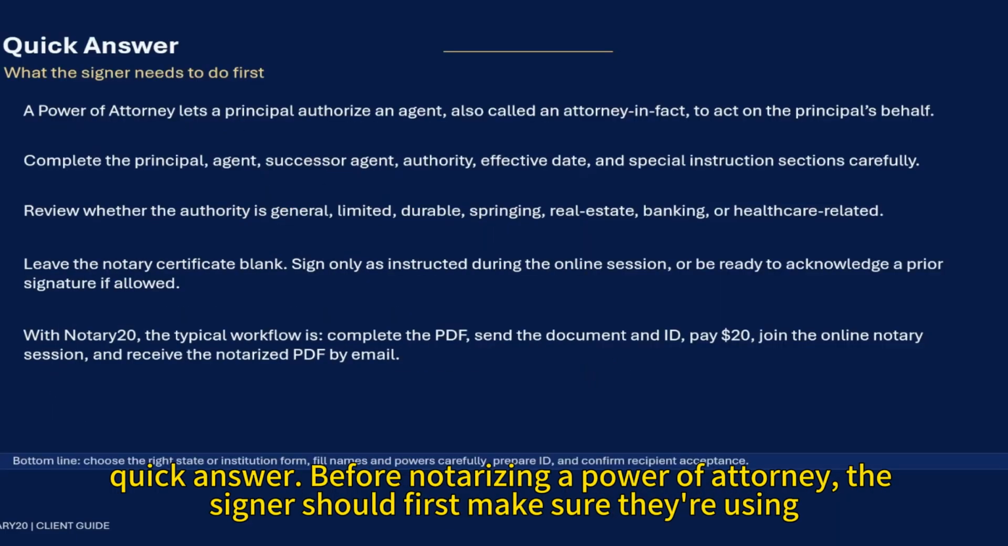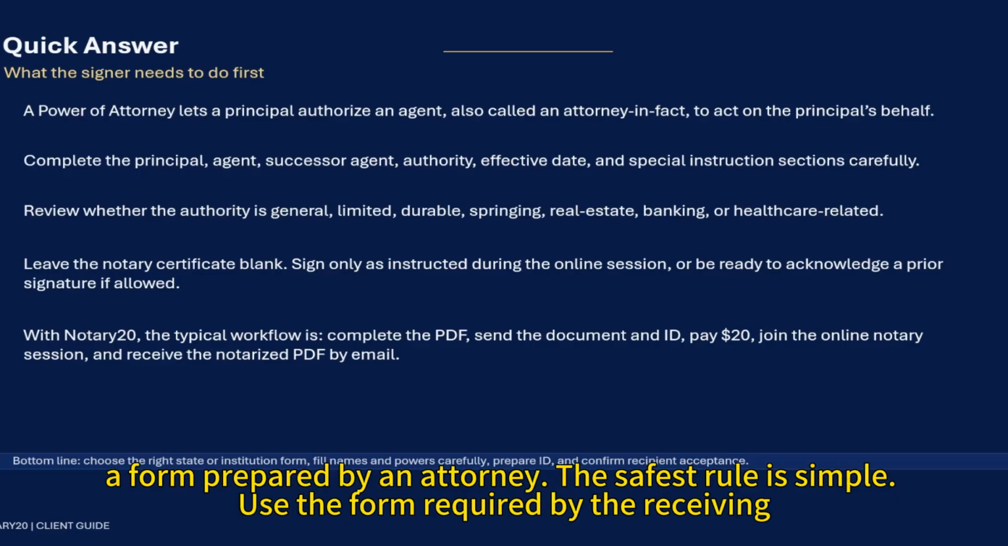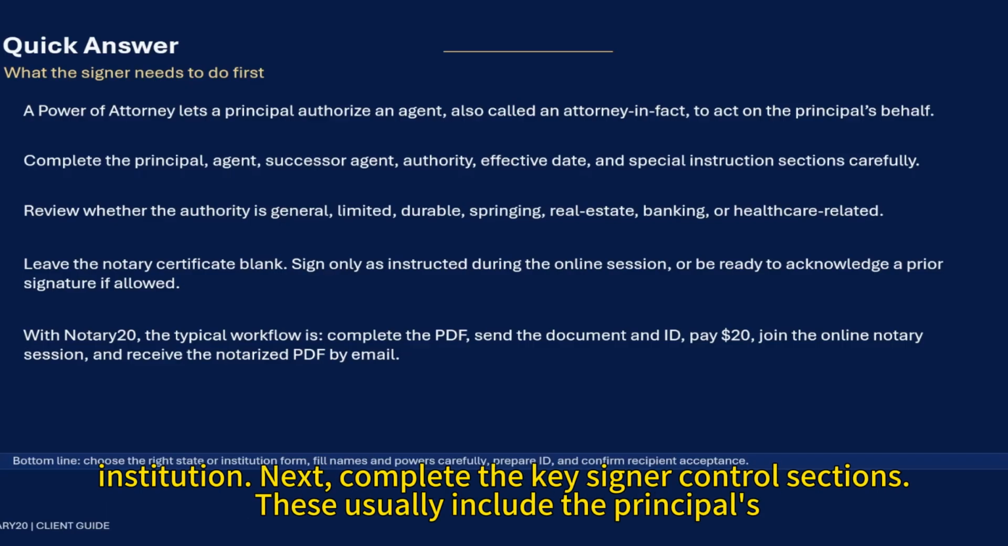Let's start with a quick answer. Before notarizing a power of attorney, the signer should first make sure they're using the correct POA form. Some people use a state statutory form. Some use a bank form. Some use a form prepared by an attorney. The safest rule is simple. Use the form required by the receiving institution.